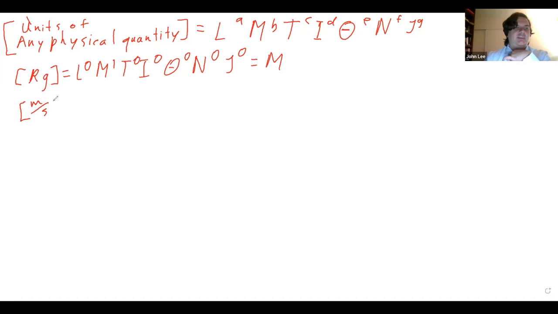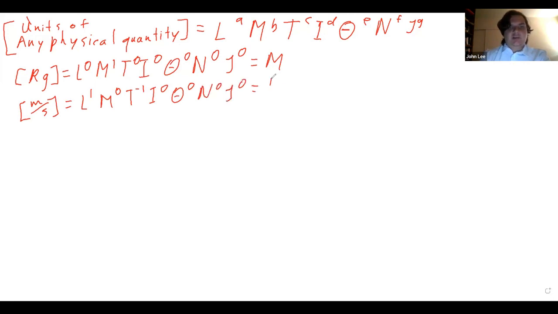And the units of speed, meters per second, is going to be equal to L to the 1, M to the 0, T to the negative 1, I to the 0, theta to the 0, N to the 0, J to the 0, which is equal to L to the 1, T to the negative 1, which is equal to L divided by T, which gives us the values that we're going to expect from this.